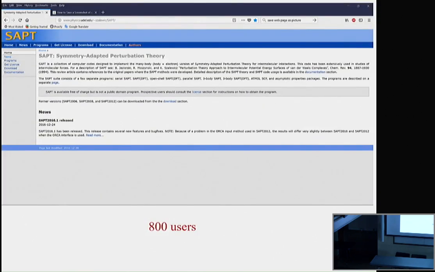So the program is available online. We ask users to sign a license, so we know how many we have, about 800 users. We have manuals, we have many examples. It's quite a big ecosystem of codes right now.